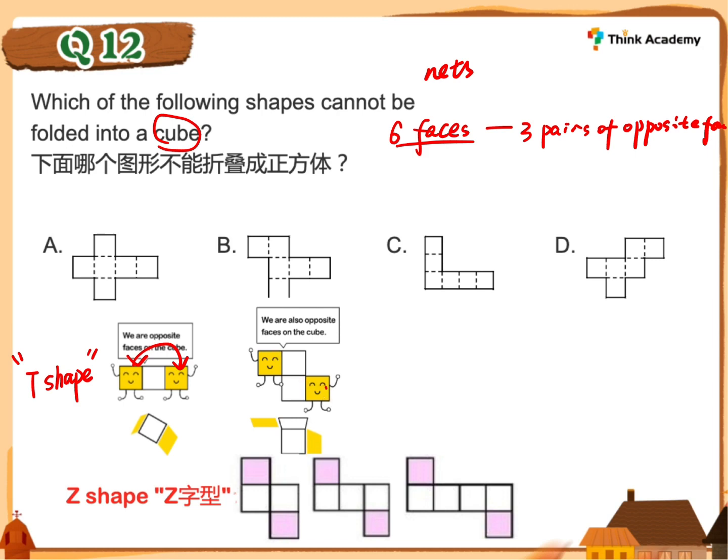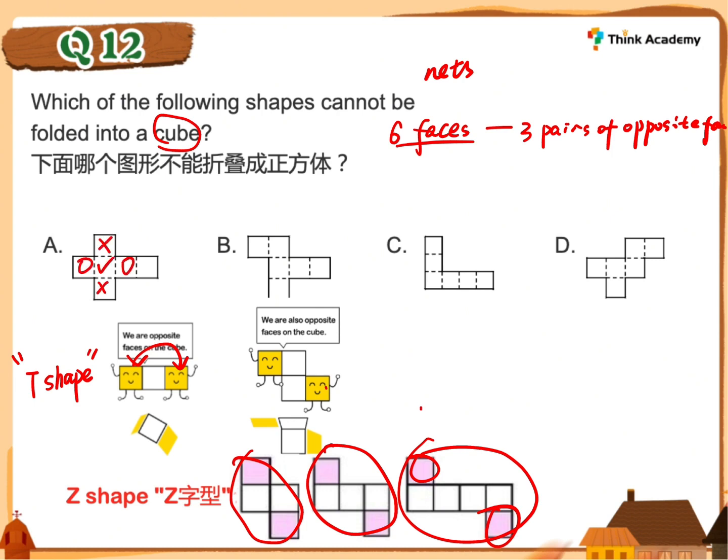Okay, and also in this kind of Z shape, this part or this part or this part, you can see the head face and the tail face, they are opposite faces, okay? As long as you can find 3 pairs of opposite faces, it means this net can be folded into a cube. Like the first one, yes. Okay, this one and this one, opposite faces, this one and this one, this one and this one. So yes.